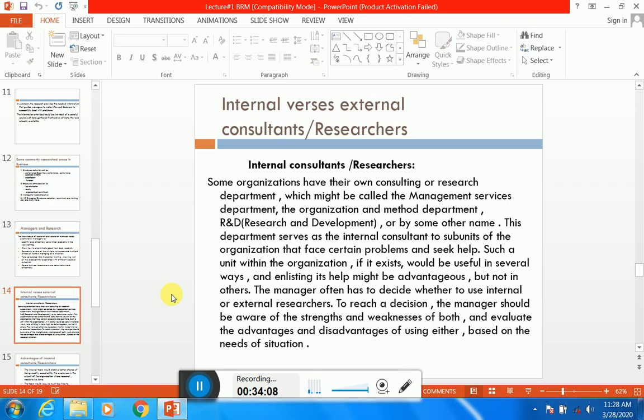In this slide, many organizations have their own proper research center. Sometimes that is known as the management services department. Sometimes it is known as the organization and method department, and most probably that is known as the research and development department. Now some organizations have their own R&D department, research and development centers.